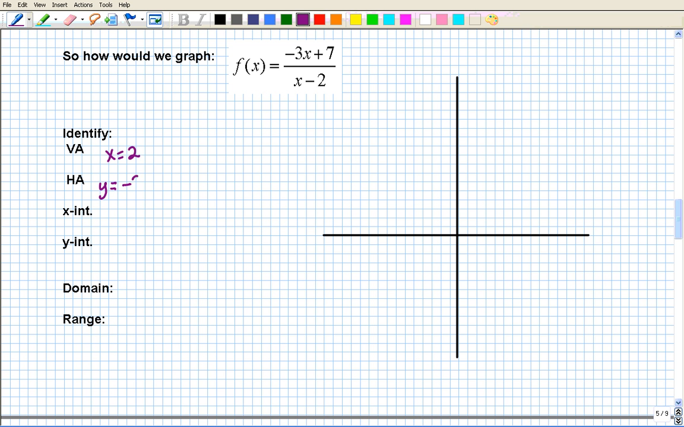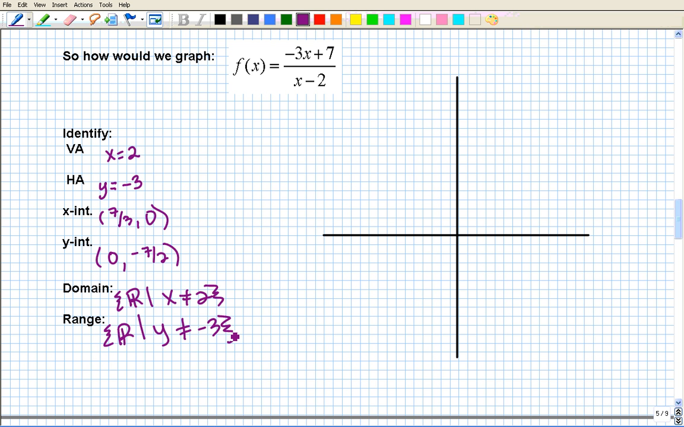Negative 3 divided by 1 is negative 3. We found the x and the y-intercept, so we have 7/3, 0, and the y-intercept was 0, negative 7/2. And the domain will match the vertical asymptote here, so it'll be the set of all real numbers where x is not equal to 2. And the range is going to be the set of all real numbers, and it will match the horizontal asymptote where y does not equal negative 3.